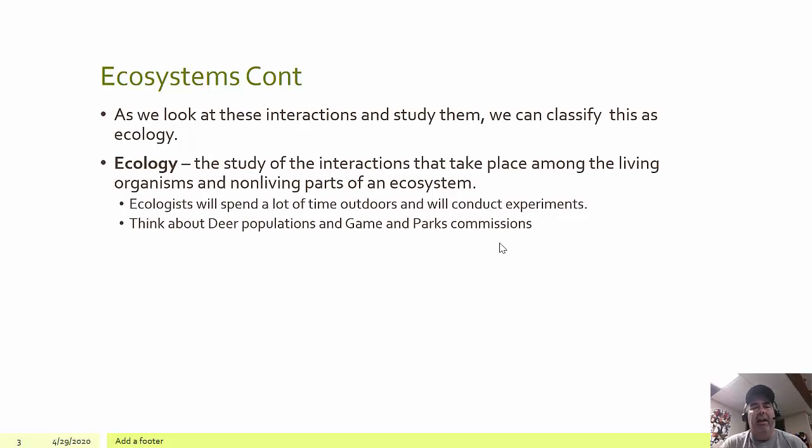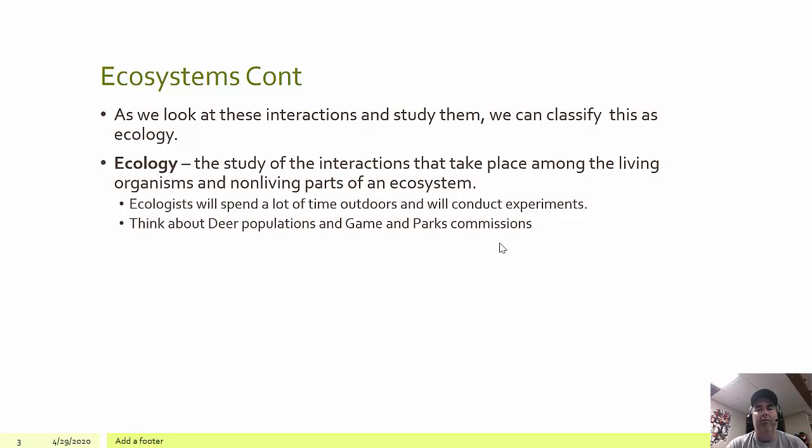The last one I have down is, let's think about a deer population and game and parks commissions. If you're in Nebraska, and some of you I do know hunt deer, let's say it's a year that not many deer are taken. Then the next year you might find that a lot more fawns are born, they start to grow up, but now there's more food that's going to be eaten. You might also find that as the deer look for that food, there might be a little bit less, and again some of these diseases take place.